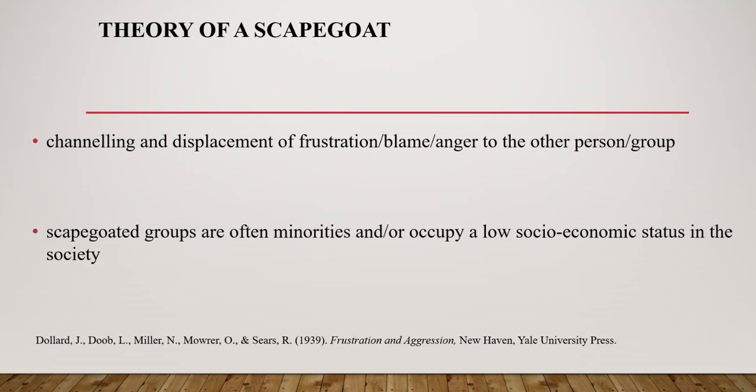When people are frustrated, they often need someone to blame. This is explained by the theory of a scapegoat, which shows how anger or frustration gets directed at a weaker or marginalized group. Blaming someone else can help people feel less stressed or explains their problems. Sadly, throughout history, minorities or poorer groups have often been unfairly blamed for larger issues.